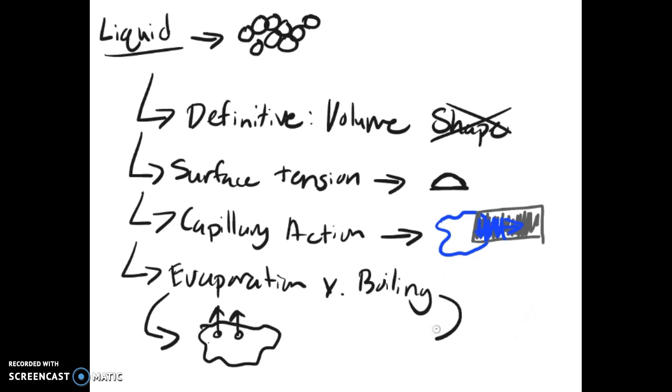Boiling, however, is similar to evaporation, except boiling is not specified to just the top. It's like when you have a pot of water, and you'll notice that bubbles rise, because it's starting from the inside of the liquid, or sometimes the bottom, depending on how high you have the heat.